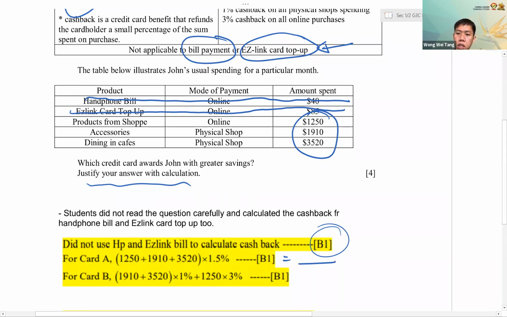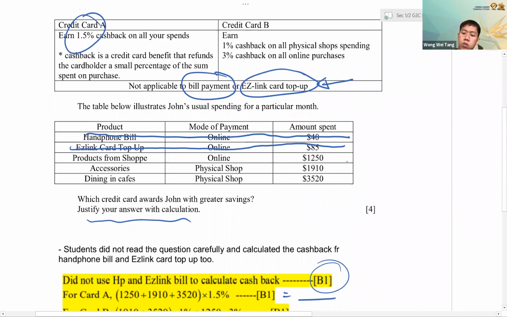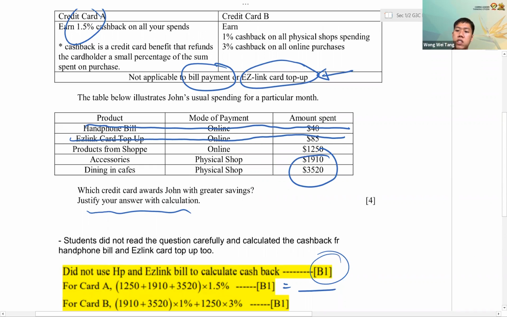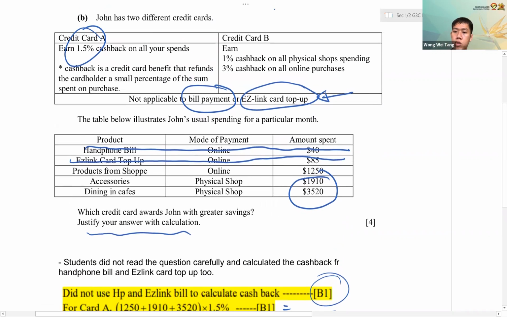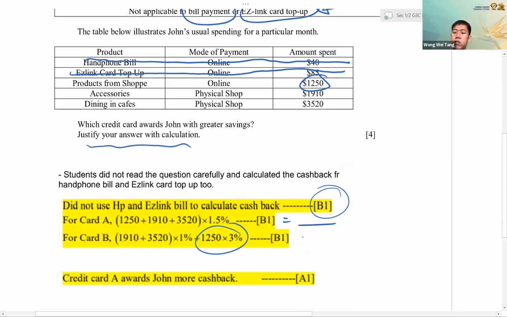Okay. Now for credit card B, 1% cashback on physical shops. So let's calculate 1% multiplied by the amount spent on physical shops. So 1910 plus 3520. You add that to 3% cashback for online purchases. So 3% of this 1250. 3%, 1250, get a value, compare, tell me which is greater than which.